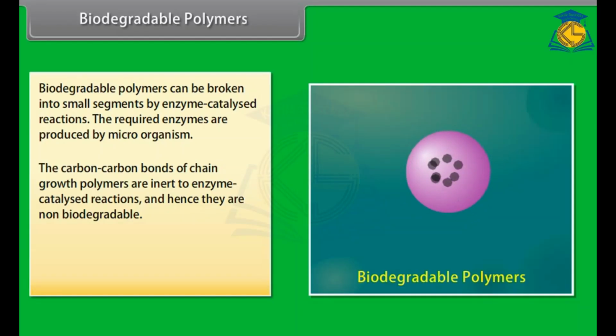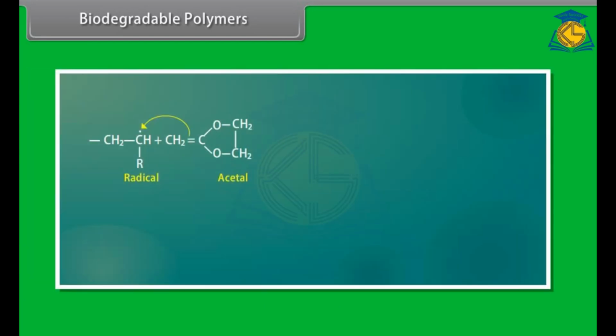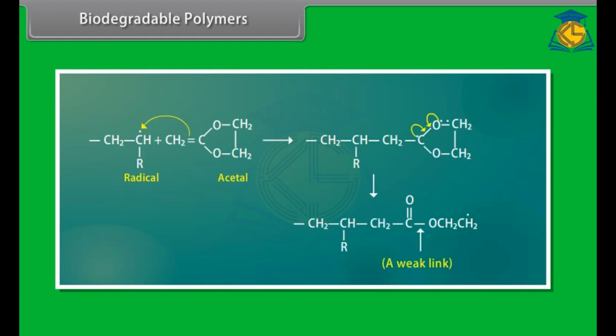broken by the enzymes. The best method of making a polymer biodegradable is by inserting a hydrolyzable ester group in the polymer. For example, if acetal is added to an alkene undergoing radical polymerization, an ester group will be inserted into the polymer. The weak links in the polymer are susceptible to enzyme-catalyzed hydrolysis.